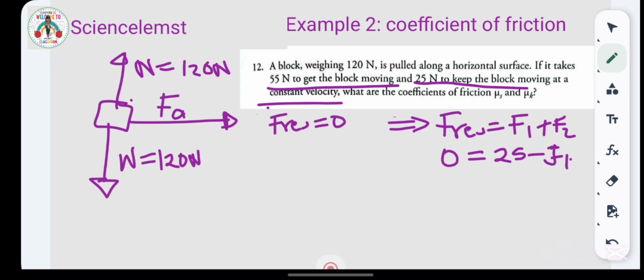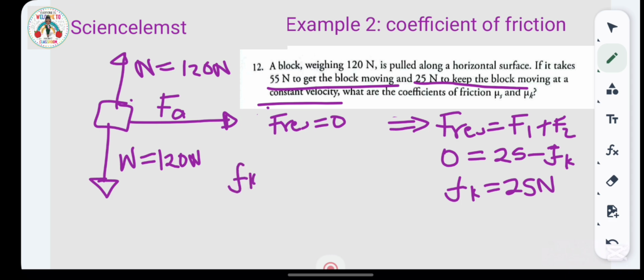Fk. Then Fk is equal to what? It is equal to 25 Newton. Okay? Then I can simply do what?